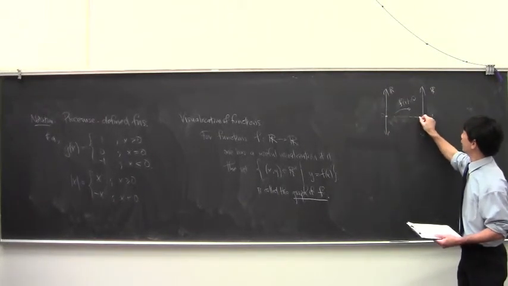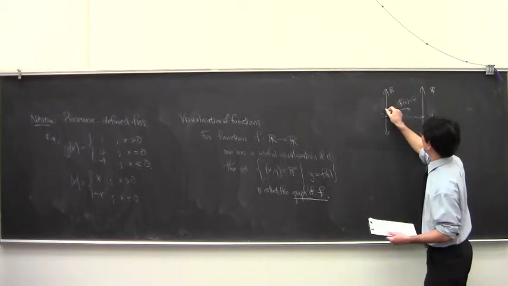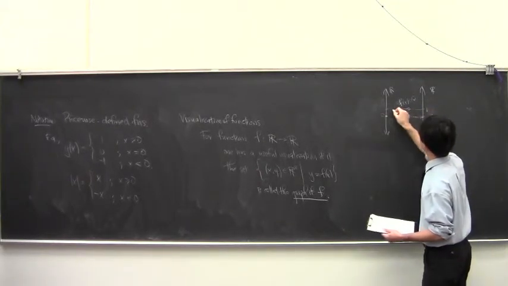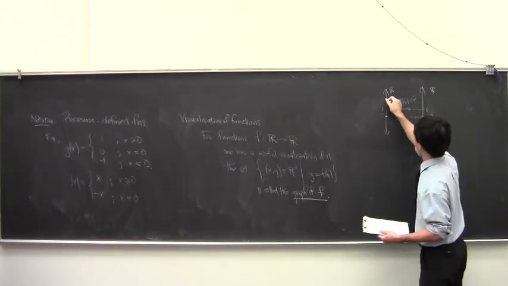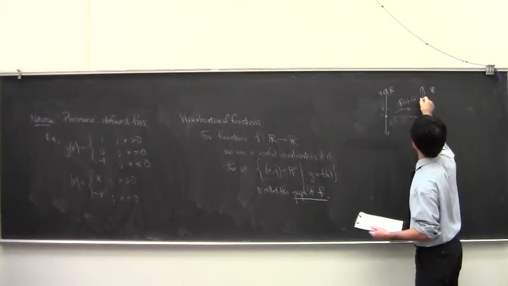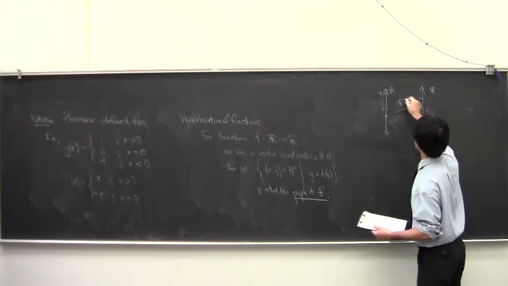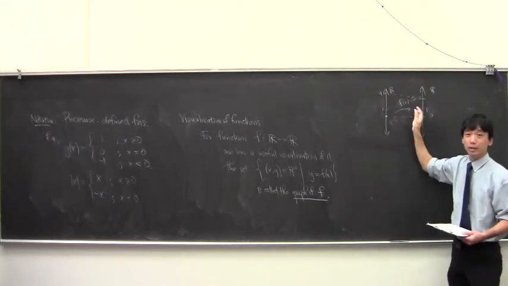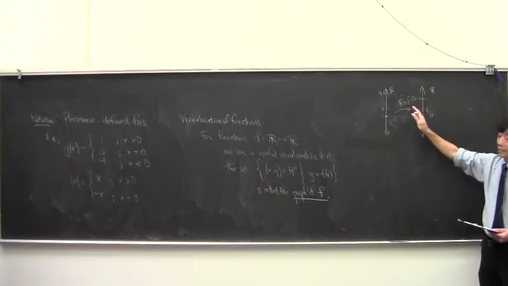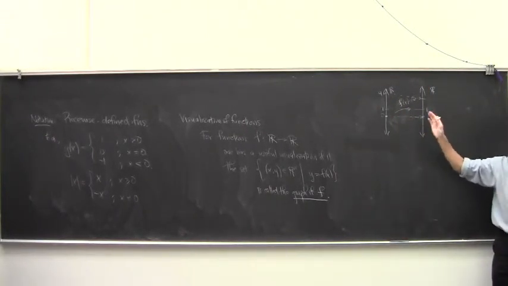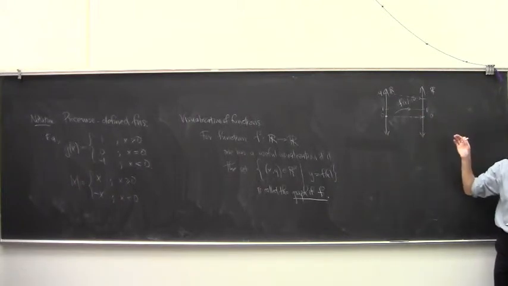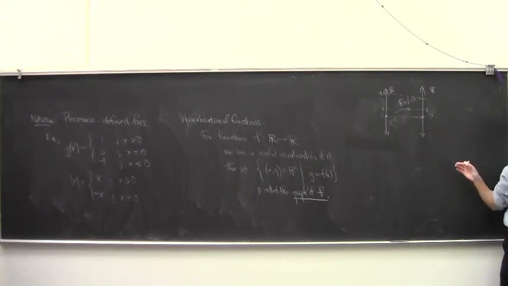It takes 0 to 0. It takes 1 to 1. It takes 4 to 2. It takes 9 to 3. It takes all these things in between. So that's what the square root function does. It's this association. But that's sort of hard to visualize.